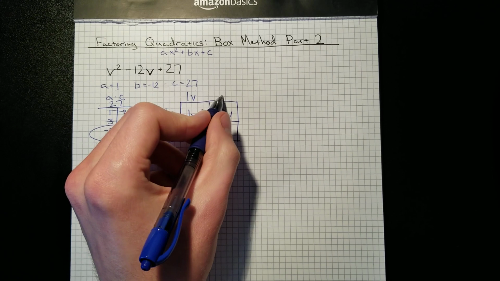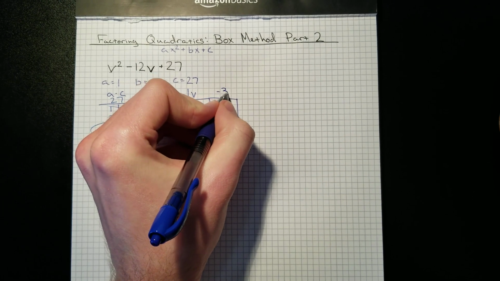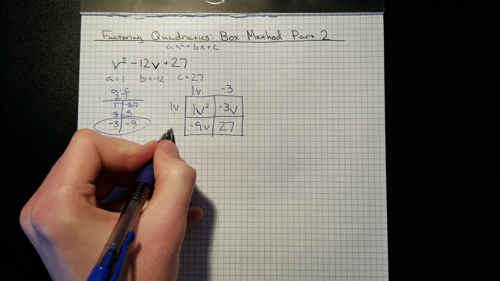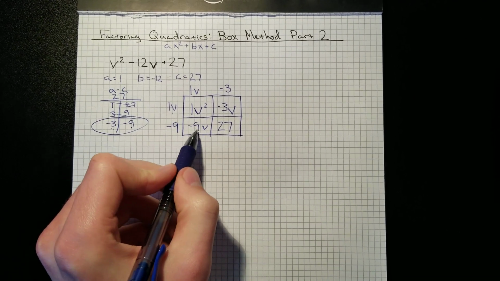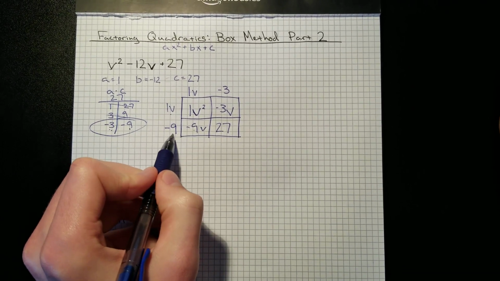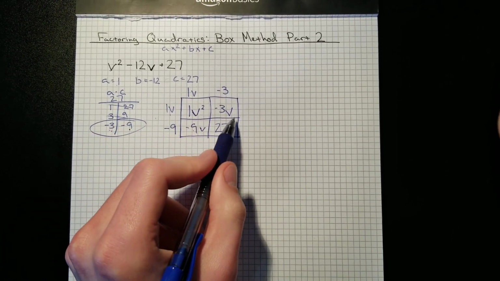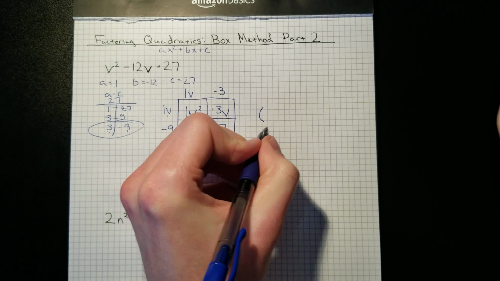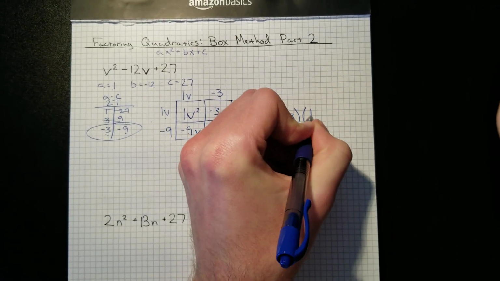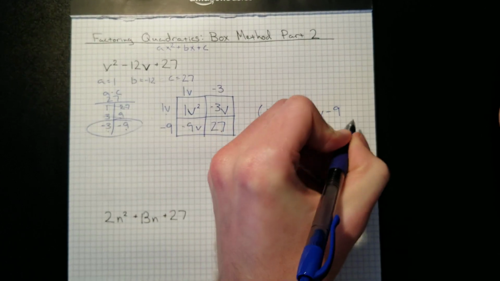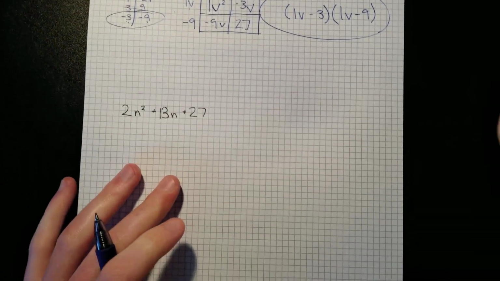1v times what number would give you negative 3v? That number would be negative 3. And 1v times what number is negative 9v? That's negative 9, because 1 times negative 9 is negative 9, and the v is right there. Then negative 9 times negative 3 is positive 27, so those factors work on the sides. That means our answer is (1v minus 3) times (1v minus 9). So we've got an answer for that one. How about we move on to the second one?